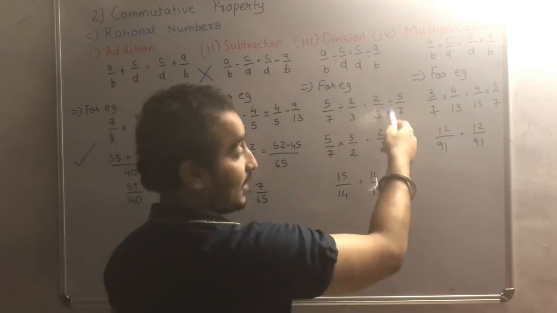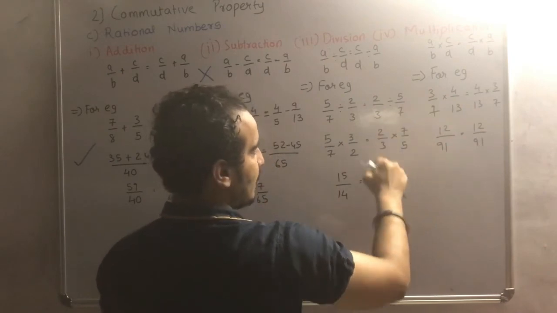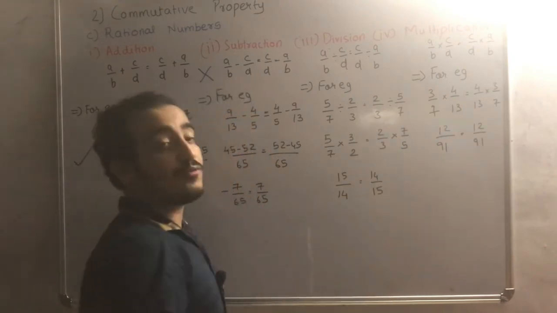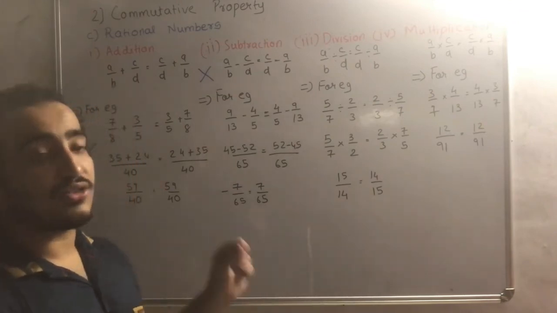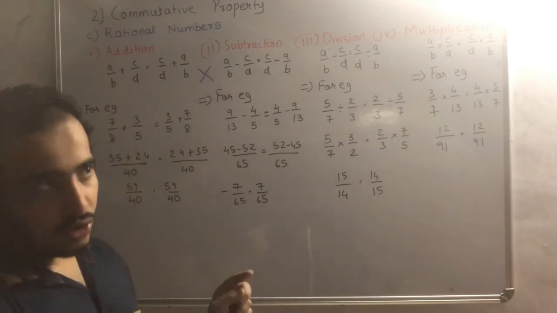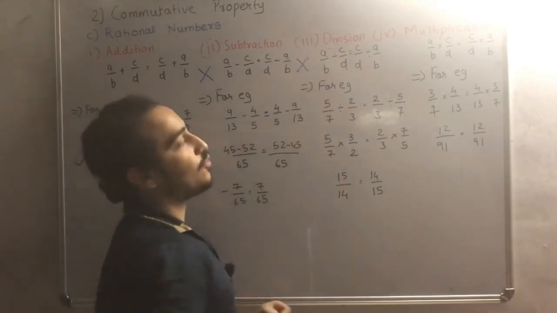Same we will do on this side. From 5 by 7 it will become 7 by 5. 7 2s are 14, 5 3s are 15. Both are having different answers. 15 by 14 and 14 by 15 are reciprocals of each other, but both are not the same. So division can't follow the commutative property.